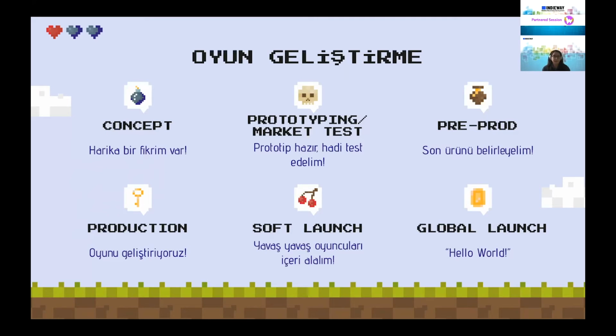Let's start with concept first. This is the idea part. You might say that I have a brilliant idea, and you have maybe prepared a design document. So you have to tell us what's your core motivation, what's your business model, what are your plans to make money. And maybe you can think of a hybrid model or a subscription model. So you need to develop such ideas in the concept part, and then you will continue with the prototyping and the market test. Well, you need to prepare a prototype.